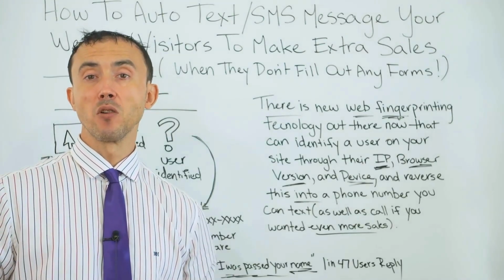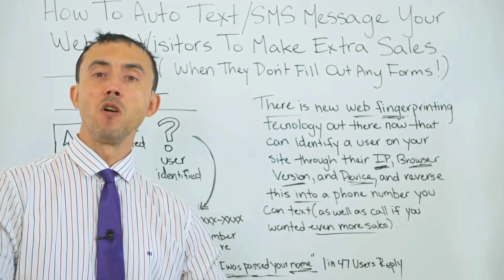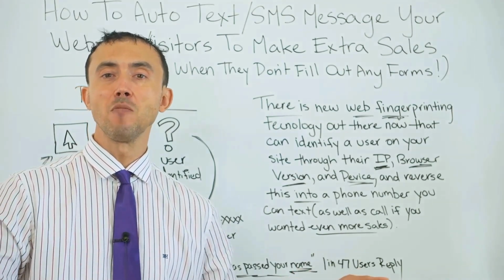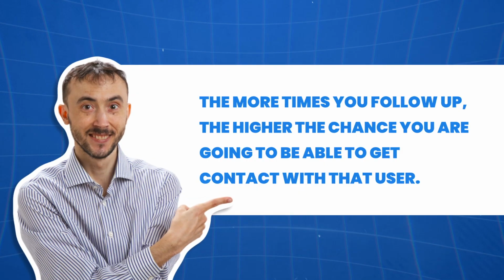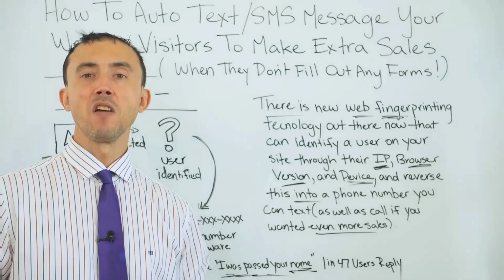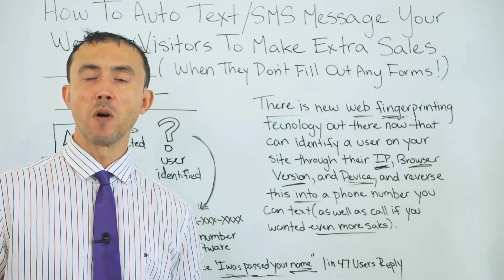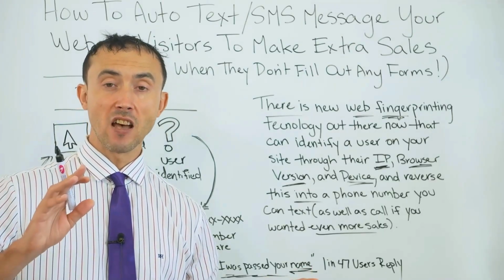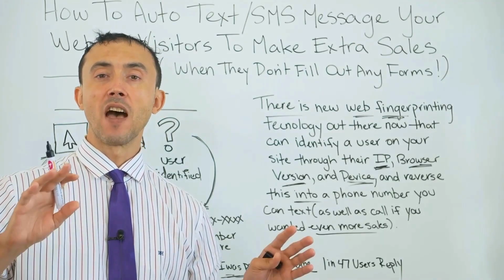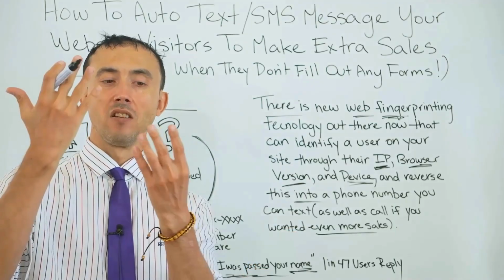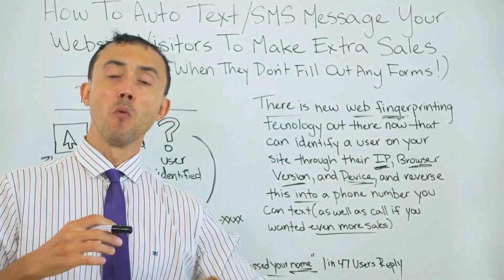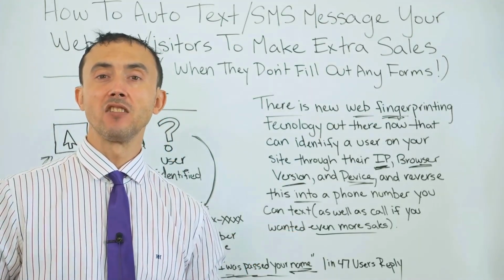However, if I did want the most results and I had the time to do it, I would do it that way, because it's just like an email follow-up to a contact form. The more times you follow up, the higher the chance you're going to get in contact with that user. Most people give up after 1 or 2 responses to a form lead. And I can tell you this, the data shows that the average number of follow-ups to a form lead it takes to get a reply is 7 times. So the more times you text them, the more likely it is they're going to reply.